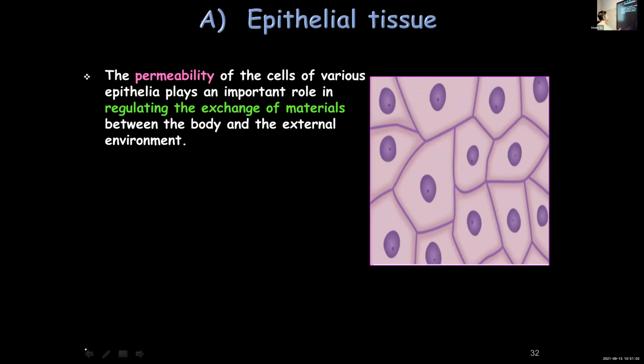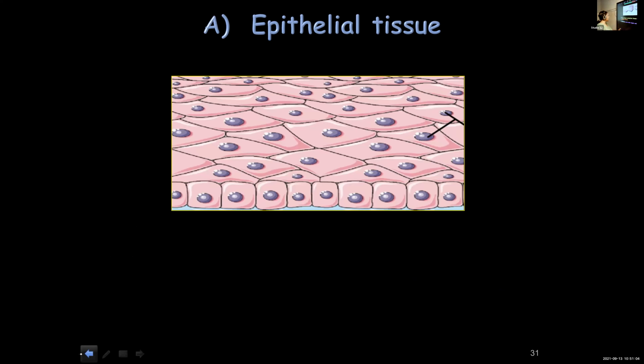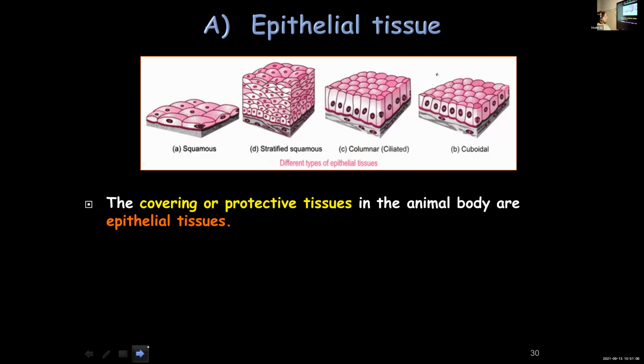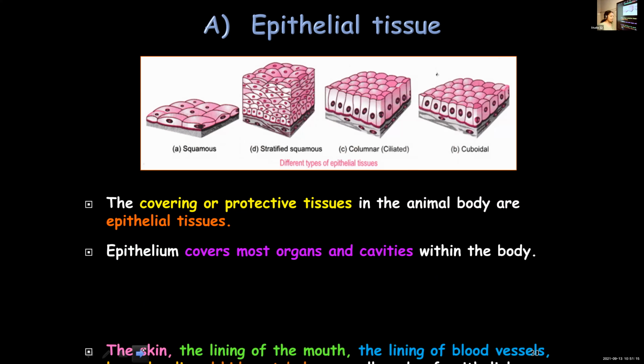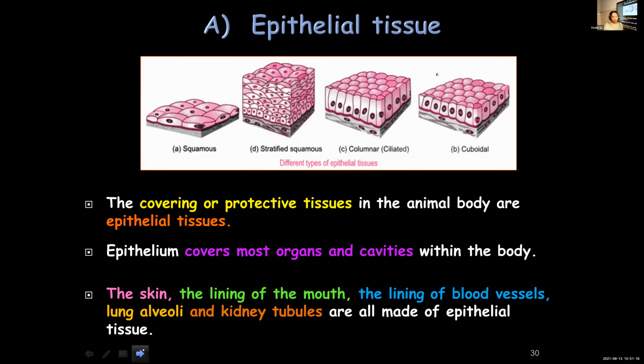Once again, I will repeat the points that we discussed about epithelial tissue. Epithelial tissue is a tissue that covers and protects the animal body. It covers the organs and cavities present within our body. Skin, mouth lining, lining of blood vessels, kidney tubules, lung alveoli, all these contain epithelial tissue.